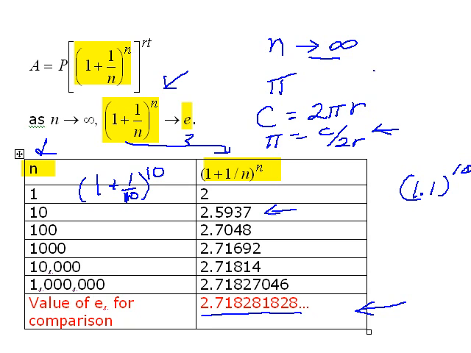Now you let n be 100. So I have 1 plus 1 over 100, raised to the 100th power. So evaluate what's in the parentheses, of course.